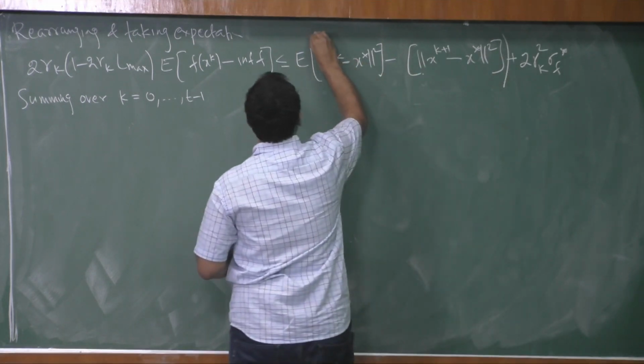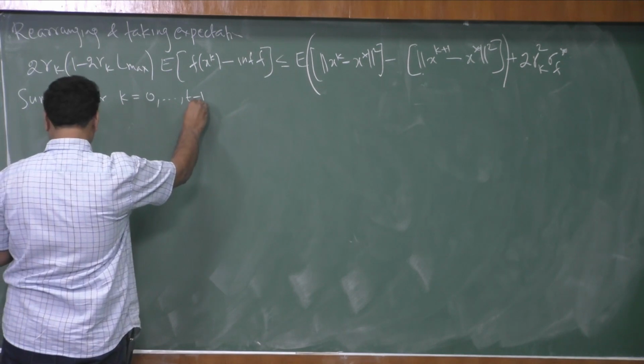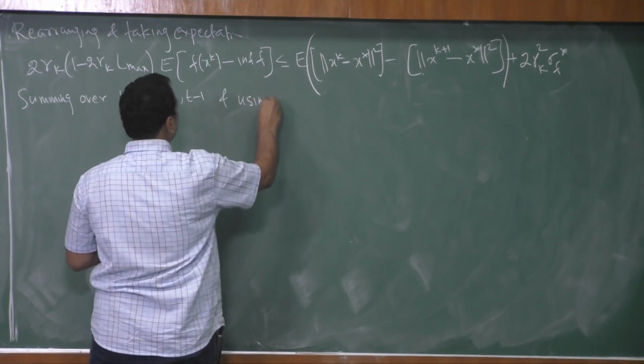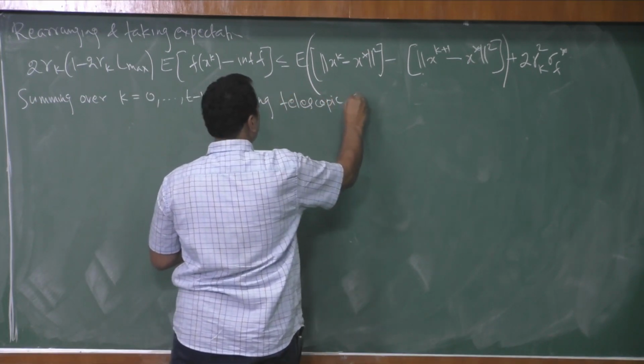So this is your expectation. If we sum this, the sum can go inside. Again, expectation is a linear function, so it allows sums to go inside, and then it will do those cancellations that we want. So summing over k equals 0 to t minus 1, and using telescopic cancellation.